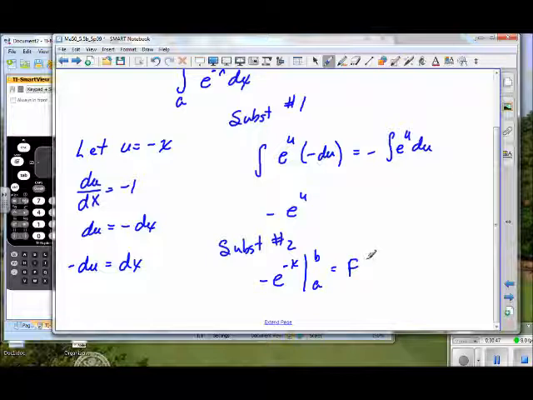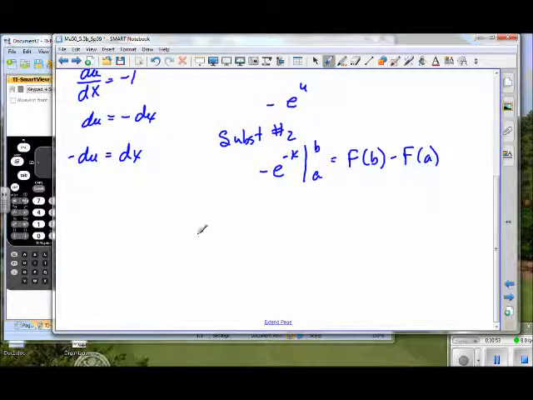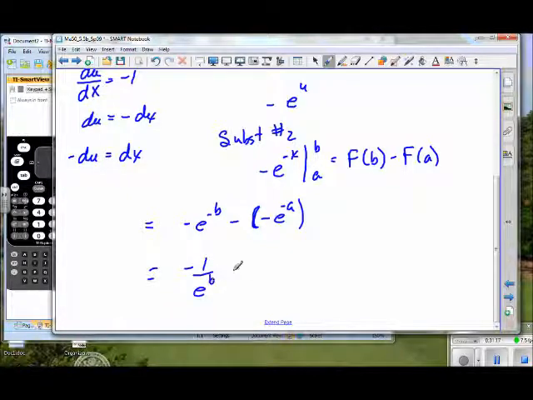So we need to look at f of b minus f of a. That would be negative e to the negative b minus, I'll put this in parentheses because I need another negative here, negative e to the opposite of a. That would be the same as negative 1 divided by e to the b. We have two negatives, so plus 1 divided by e to the a.